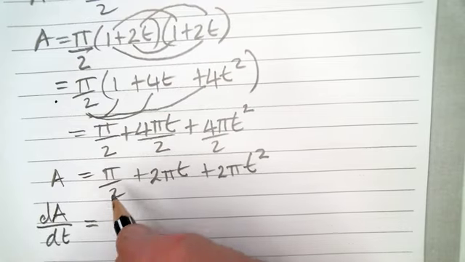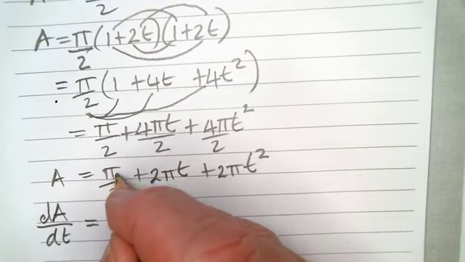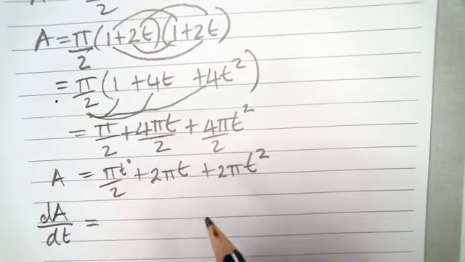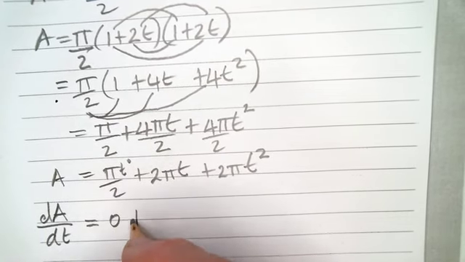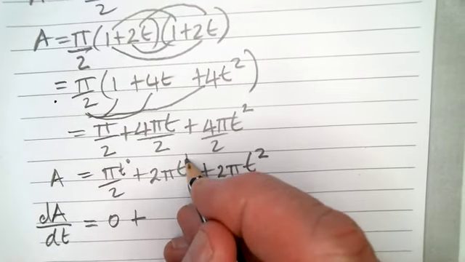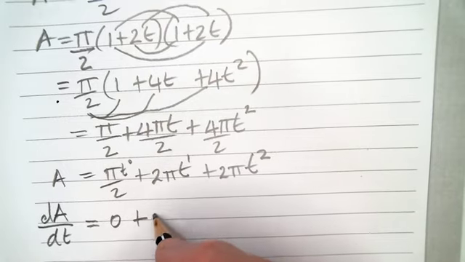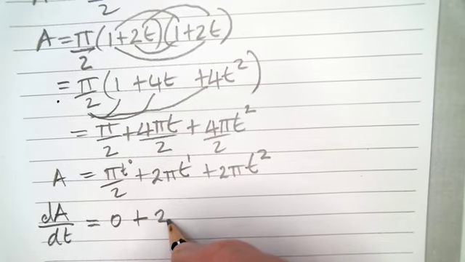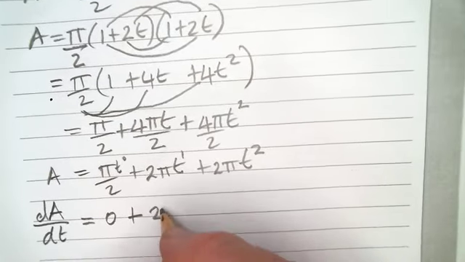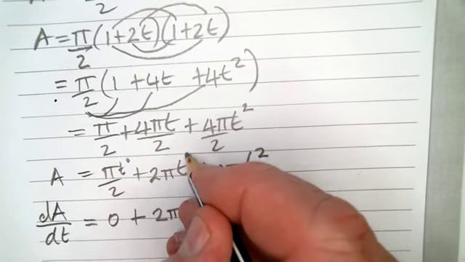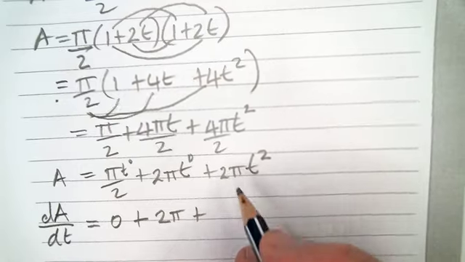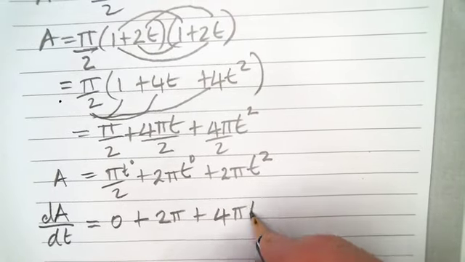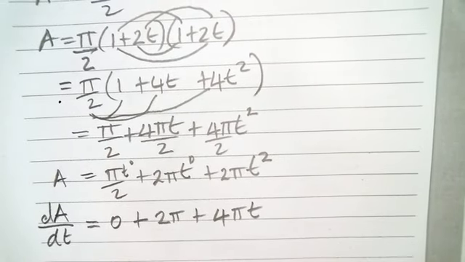okay, this is with respect to time. Well, of course, this is actually t to the power of 0, which of course 0 times all that makes that 0. So I've got a 0 plus, this is 1, 1 times 2 is 2, and that's going to be 2 pi. The t falls away because it's now to the power of 0. And then I've got plus, this is going to be 2 times 2 is 4 pi t. And that's all I've got.